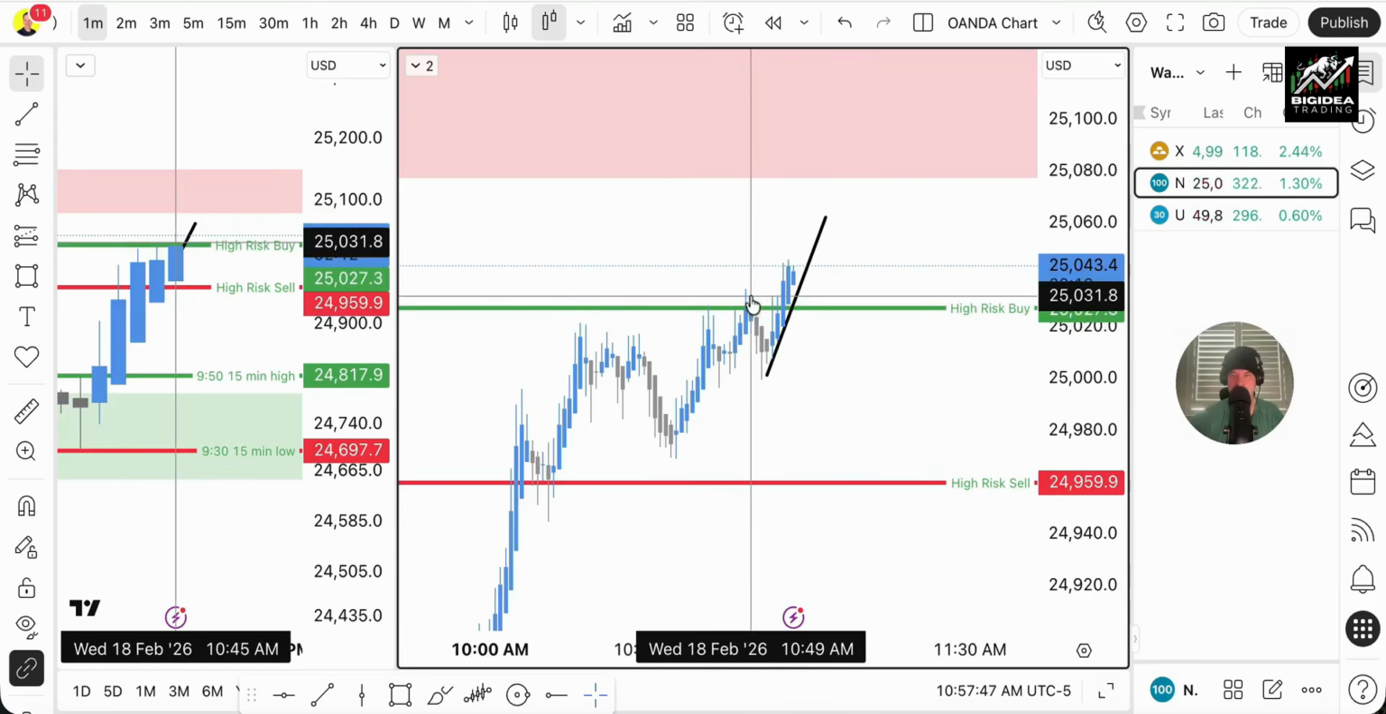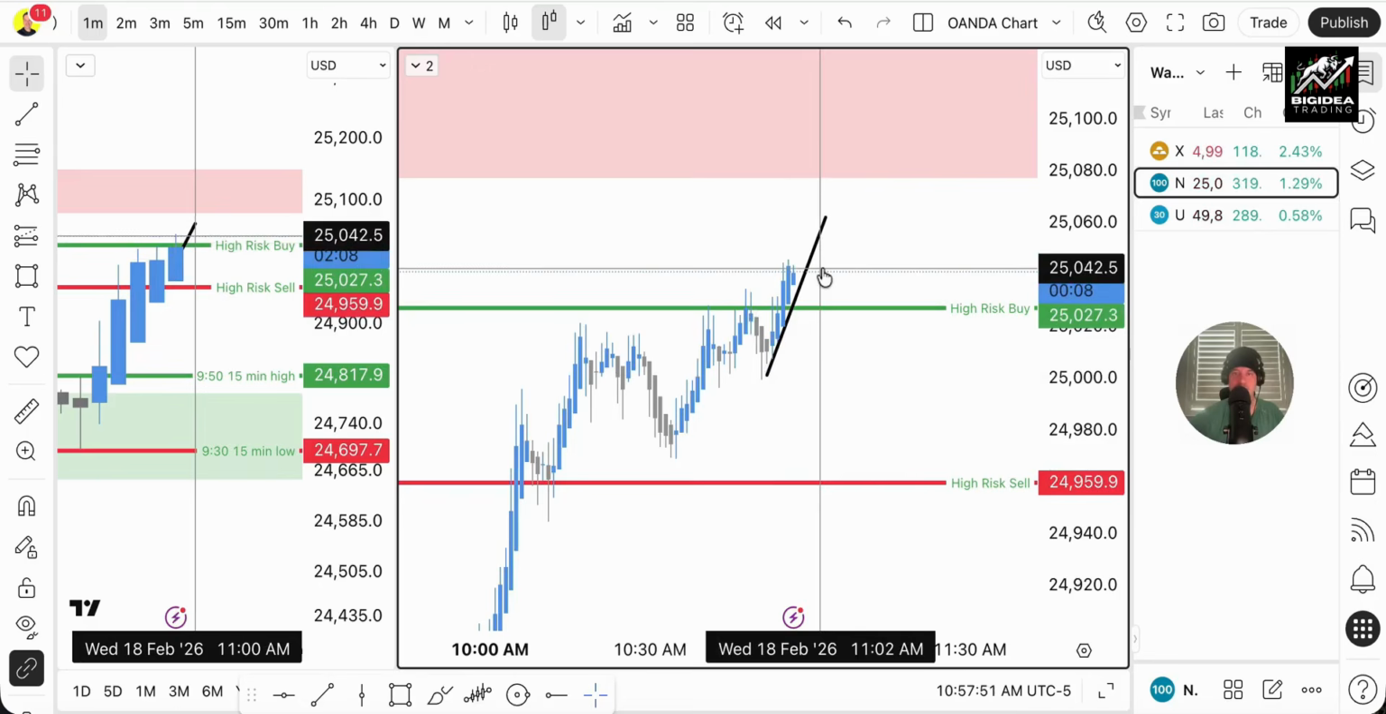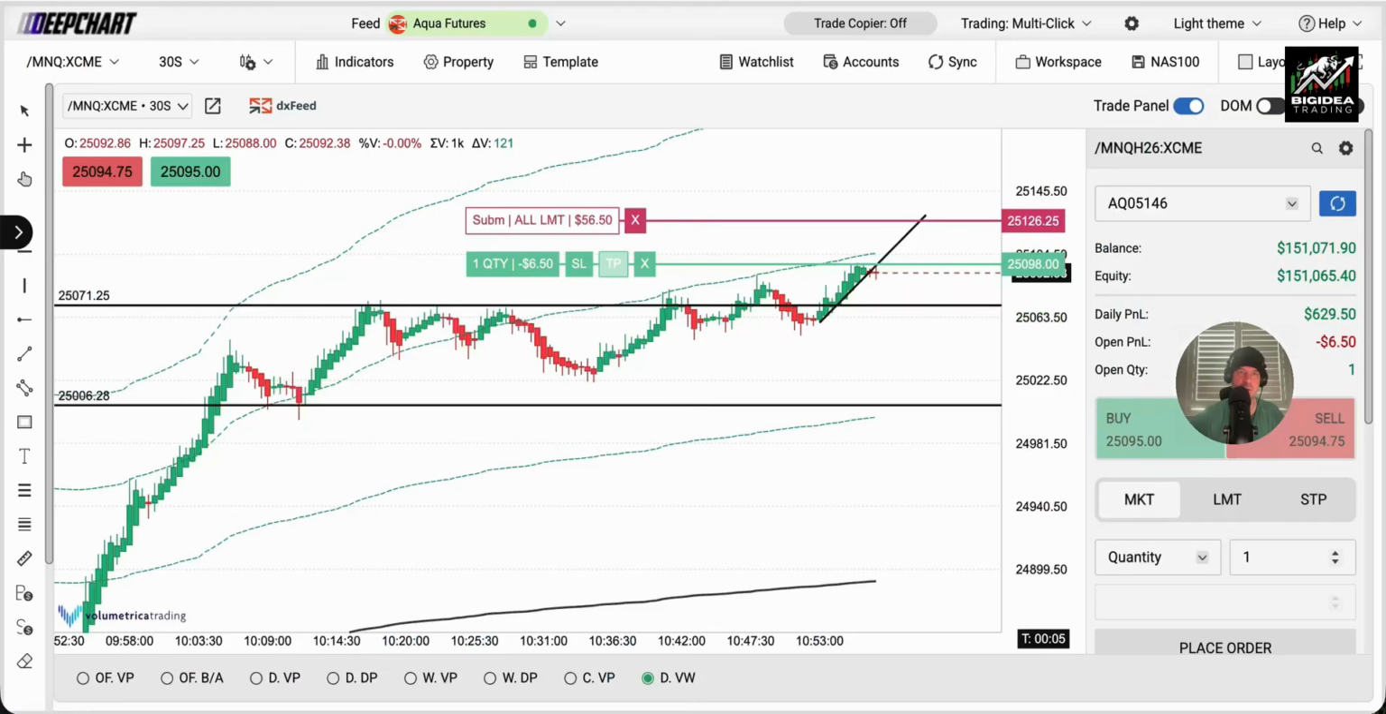So our last entry was right here, and then it just came right back down. Okay, so now we're pretty much around where our entry was. Yeah, $6, $7 of loss there. And this is good here.